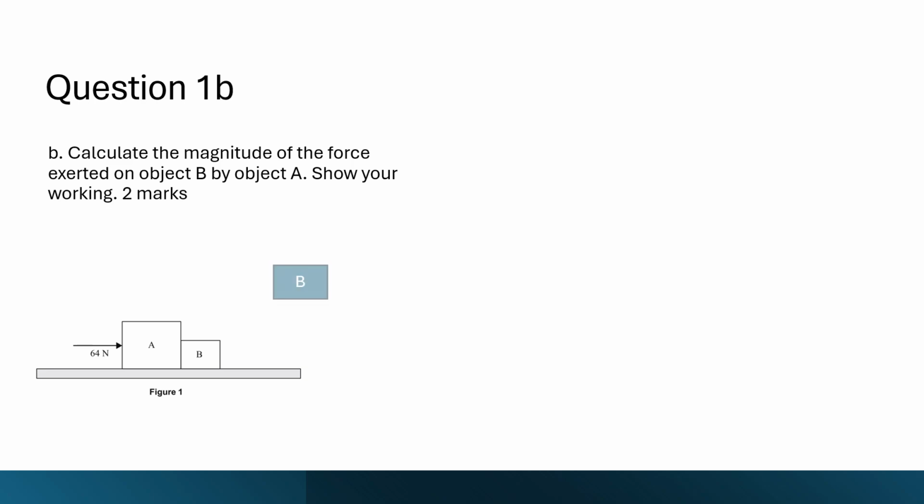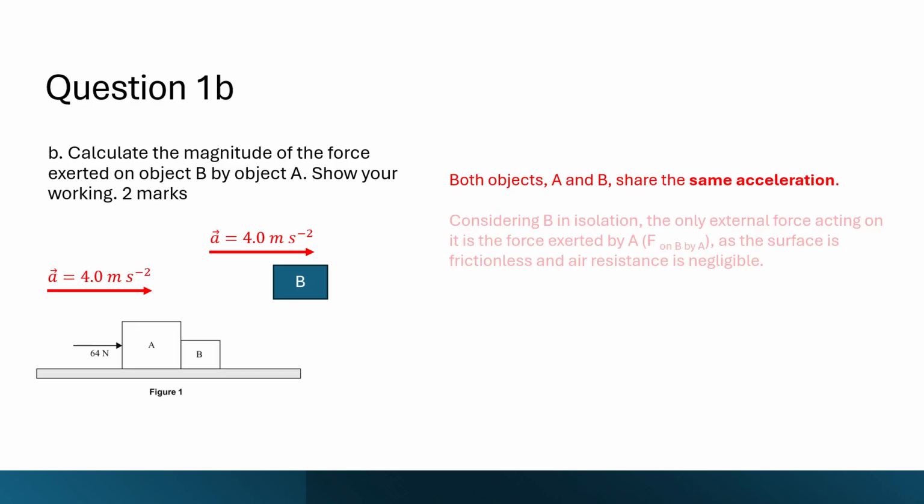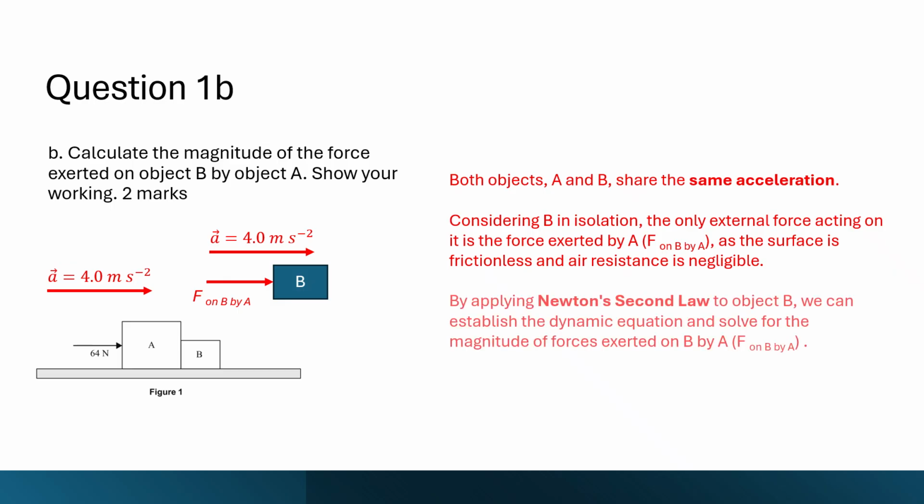Both objects, A and B, share the same acceleration. Considering B in isolation, the only external force acting on it is the force exerted by A, as the surface is frictionless and air resistance is negligible. By applying Newton's second law to object B, we can establish the dynamic equation and solve for the magnitude of the force exerted on B by A.